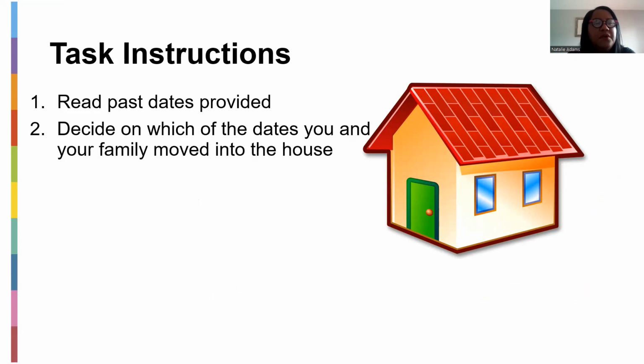You can, for example, read the past dates provided. So maybe you can read three past dates, so today would be the 1st of August 2023. Read the past dates provided, or you can say the 1st of August 2022, etc., whatever you give to them. Decide on which of the dates you and your family moved into the house. So you are going to decide a date that your family actually moved into a house.